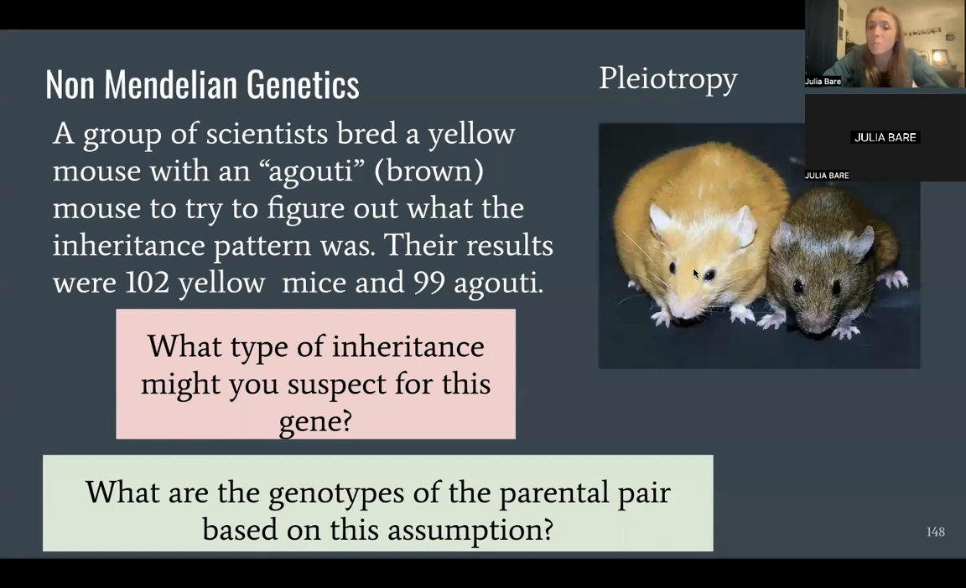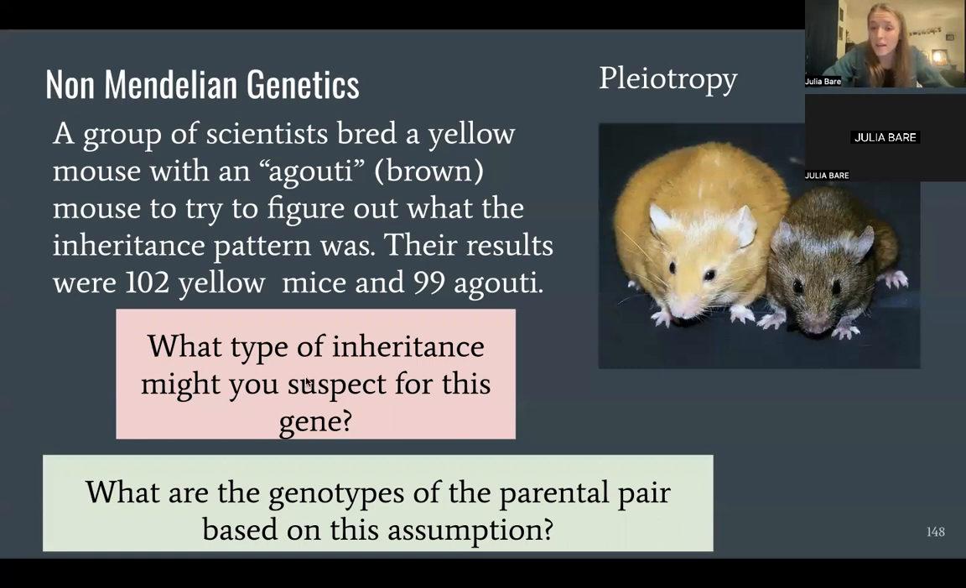And that's this example of pleiotropy, right? You have the yellow coat color, obesity, and all these other phenotypes. And the agouti mice do not have those same phenotypes. So they're trying to figure out what the inheritance pattern is for this specific gene. Their results were a ratio of 102 yellow mice to 99 agouti mice. And they bred a yellow to a brown agouti mouse, okay?